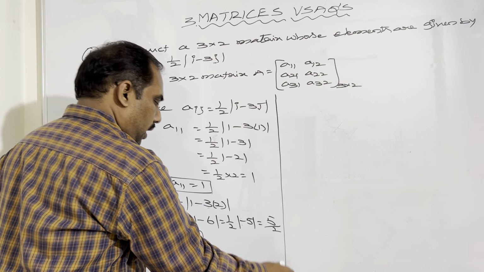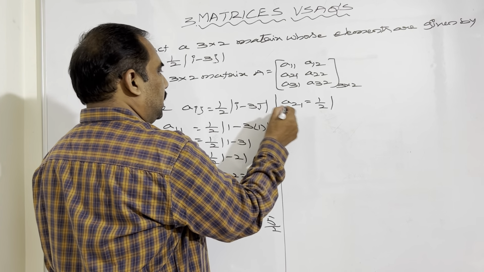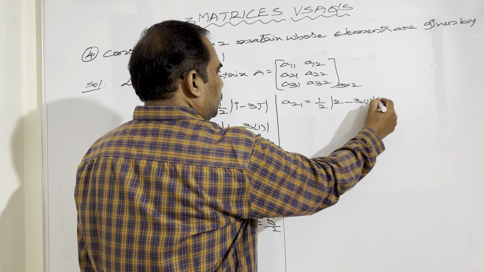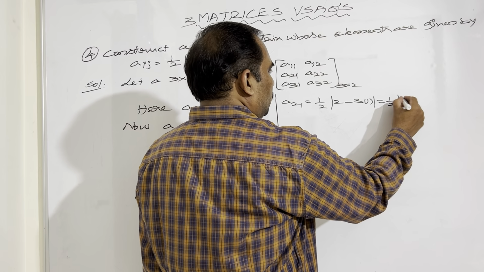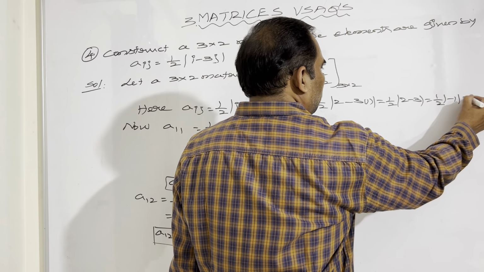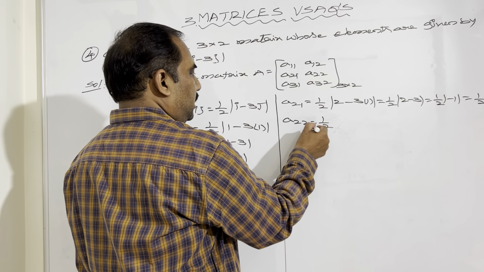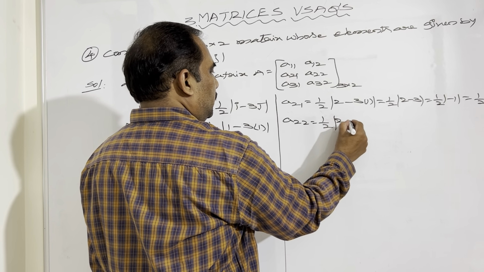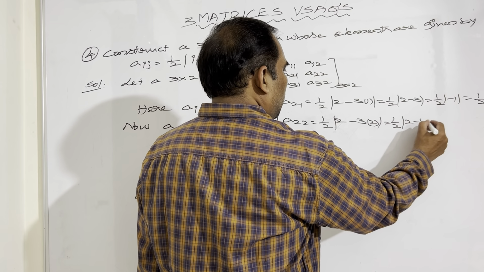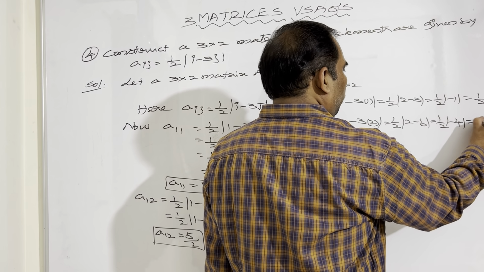Similarly, A21 is equal to 1 by 2 into modulus of 2 minus 3 into 1, since I is 2 and j is 1. 2 minus 3 is minus 1, so 1 by 2 into modulus of minus 1, which is plus 1, gives 1 by 2. And A22 is equal to 1 by 2 into modulus of 2 minus 6, since I and j are both 2. That is 1 by 2 into minus 4, modulus of which is 4, so 4 by 2, which is 2.